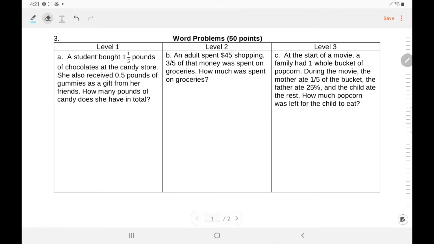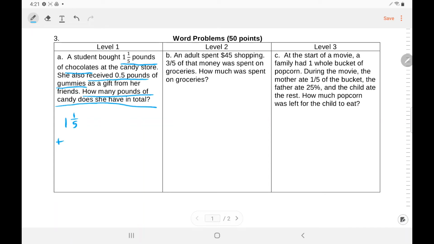Okay, now we're on to word problems. So in this level 1 problem, it says a student bought 1 1/5 pounds of chocolates at the candy store. She also received 0.5 pounds of gummies as a gift. How many pounds of candy does she have in total? So we're talking about candy in total. That means we're talking about adding. So we have 1 1/5, and we're going to add 0.5.